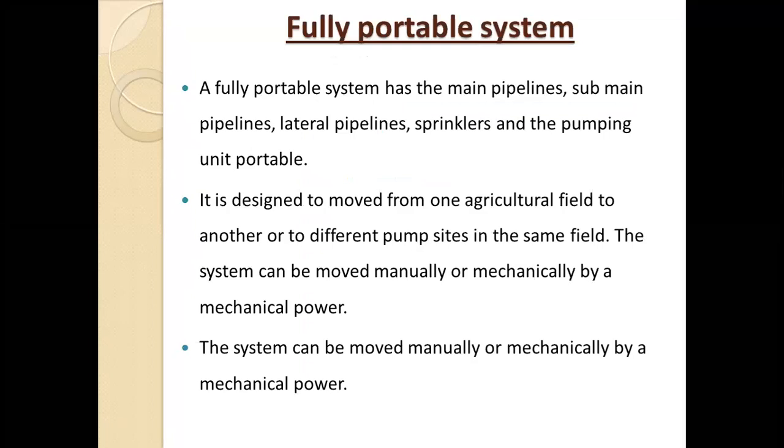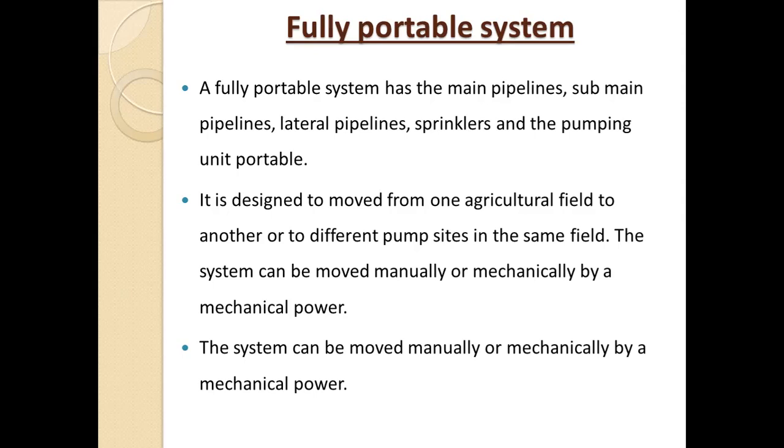Here the description is: a fully portable system has main pipelines, sub-main pipelines, lateral pipelines, sprinklers, and a portable pumping unit. These are all the parts of this system. It is designed to move from one agricultural field to another, or to different pump sites in the same field, so that the system can be moved manually or mechanically by mechanical power.